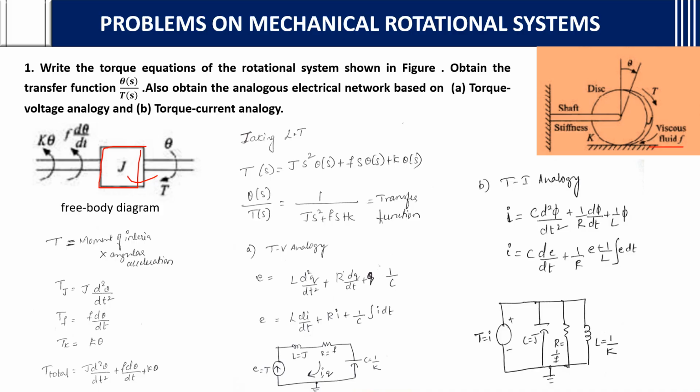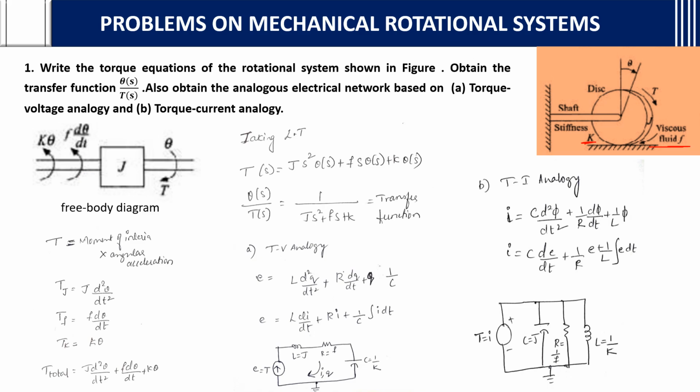See, first initially we will write J, and F into d theta by dt. Why? Because there is an F element, F into d theta by dt, and there is a K, that is spring, K into theta, and here we are going to take torque, not the force. And theta is what? In the place of x, theta. Why? Because it is angular displacement.